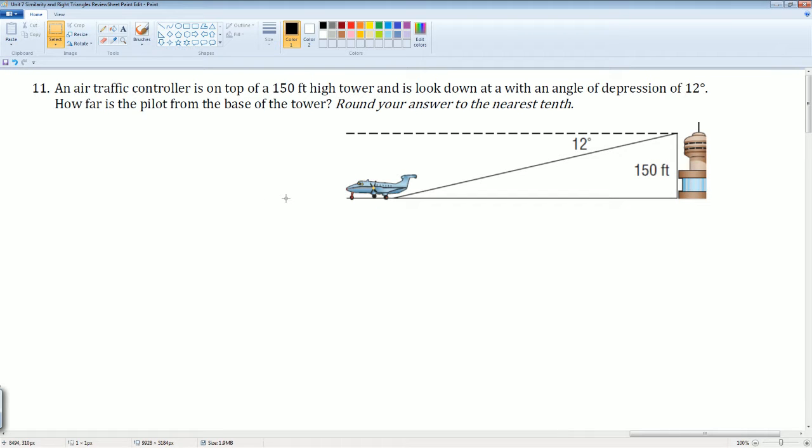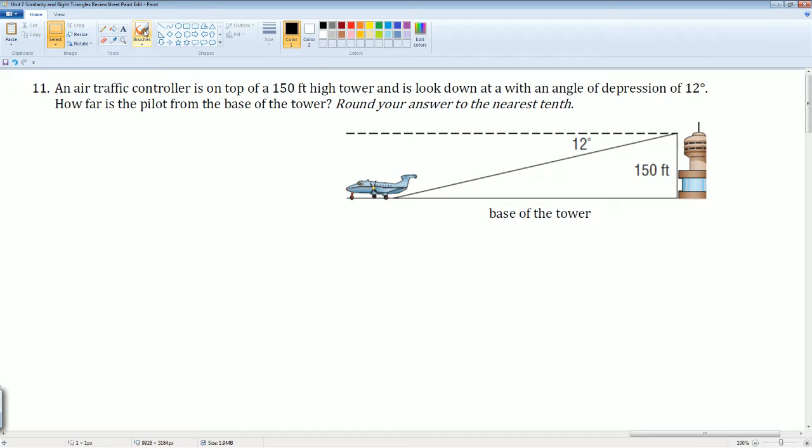Here it says an air traffic controller is on top of a 115 feet high tower and is looking with an angle of depression of 12 degrees. How far is the pilot away from the base of the tower? The base of the tower, how far the base of the tower would be is right here. This would be the base of the tower. The base of the tower would be this length.